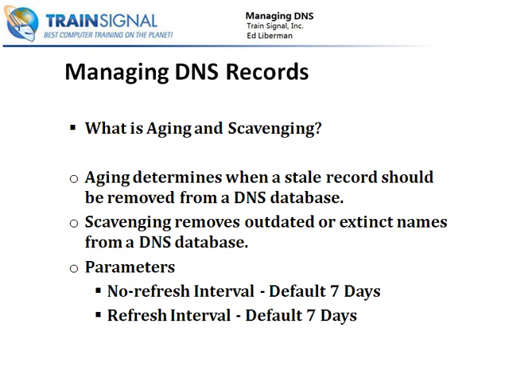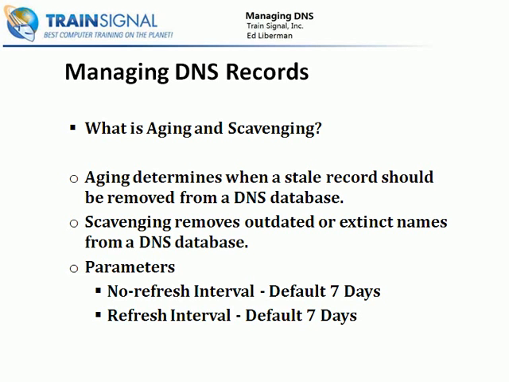So what is aging and scavenging? Well, the aging process allows the DNS server to determine whether a stale DNS resource record should be removed from the DNS database. And scavenging is the process of cleaning and removing the outdated or extinct names from the DNS database. Aging and scavenging helps keep the zone data current. That's the easy way to put it.